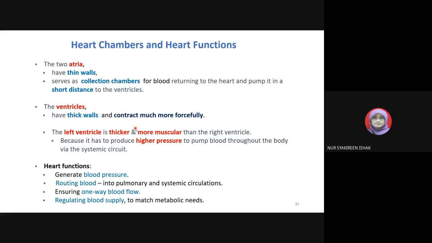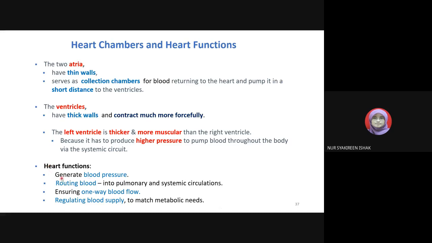As for the left ventricle, it is thicker and more muscular compared to the right ventricle. This is because it has to produce higher pressure to pump blood throughout the body via the systemic circuit. So the left ventricle will pump oxygen-rich blood to the systemic circuit. The right ventricle, the wall is not as thick as the left ventricle because the right ventricle will pump oxygen-poor blood a short distance only, which is to the lung. Dekat dengan jantung je kan? The lung is nearer to the heart, so the right ventricle does not have to be as thick as the left ventricle.